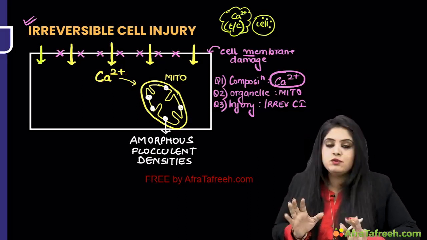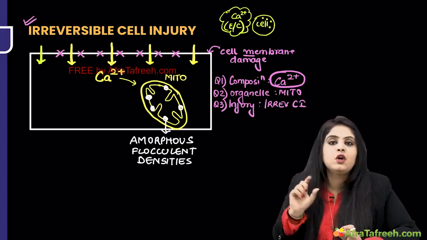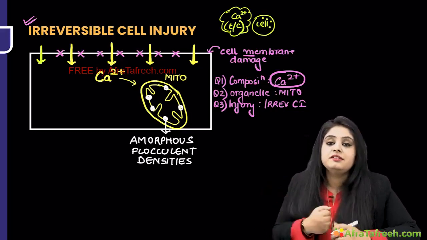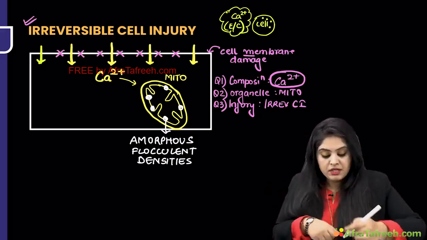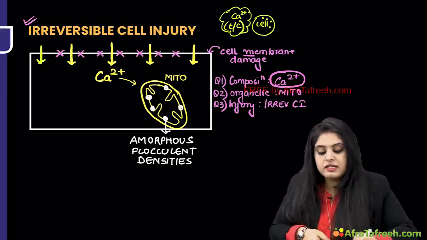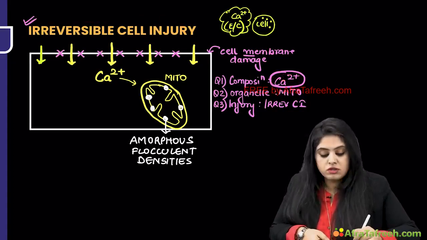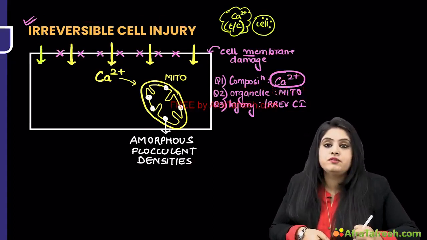The examiner doesn't give you all these names like myelin figures and amorphous densities. He just picks up one thing called calcium. Examiner says calcium is present in which injury? So you will learn that calcium, as I am writing over here, is seen in irreversible injury. What do you call it? You call it amorphous densities.